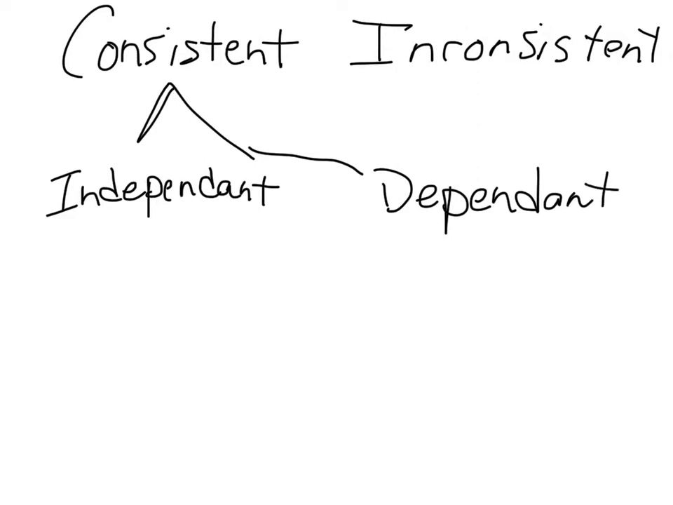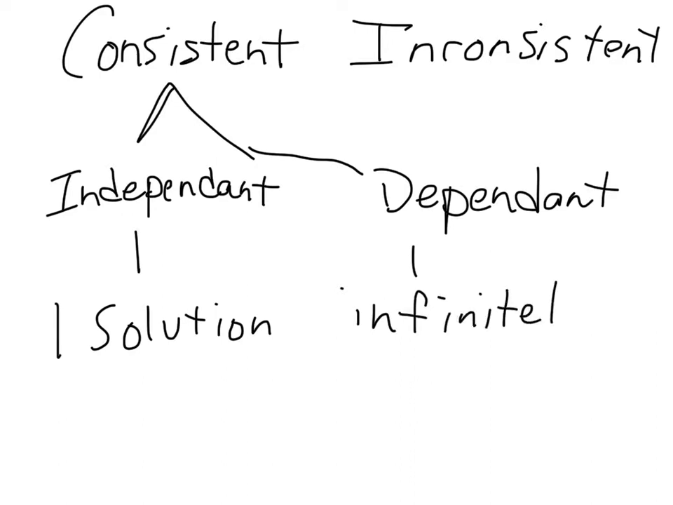So here's the division. You got consistent, inconsistent. With consistent, you have independent and dependent. Independent systems have only one answer, one solution, which basically means one ordered pair that will solve both equations. Dependent systems have infinitely many solutions, which means there's an infinite number of answers for that system. Inconsistent systems have no solution whatsoever.